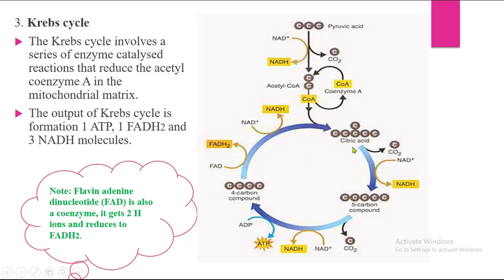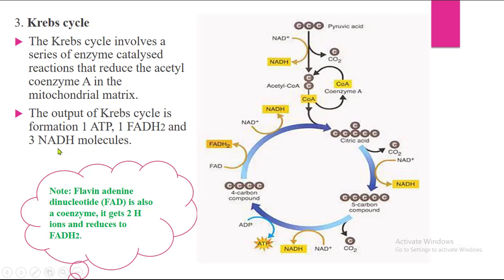So again, you don't need to remember these steps. You just need to understand that the acetyl-CoA combines with a 4 carbon containing compound, and it forms a 6 carbon containing compound. It undergoes a series of steps, and as a result, the output of Krebs cycle is formation of 1 ATP molecule, 1 FADH2 molecule, and 3 NADH molecules.